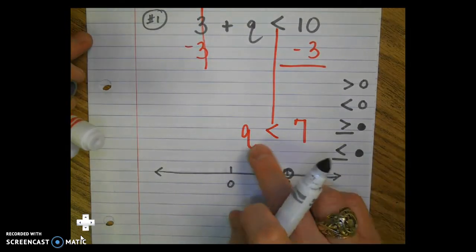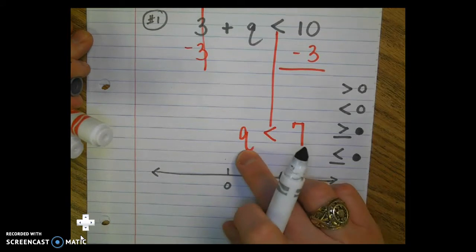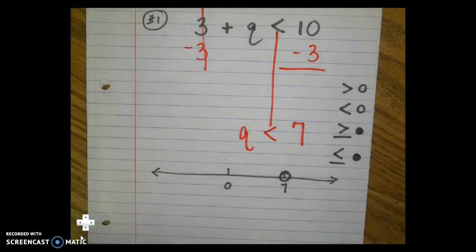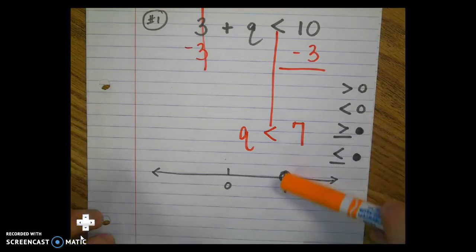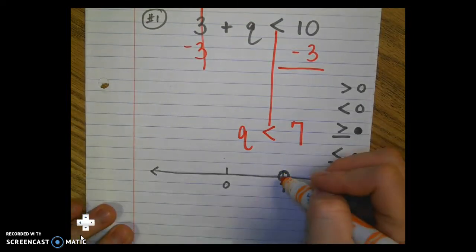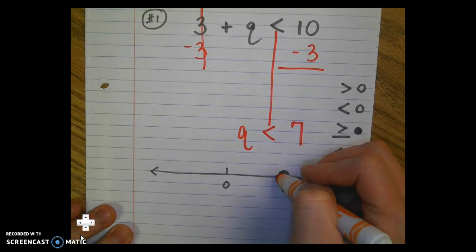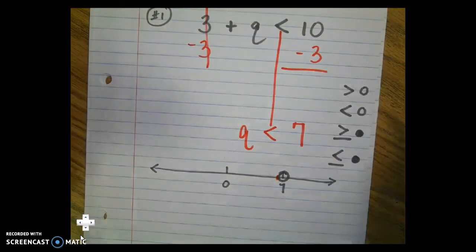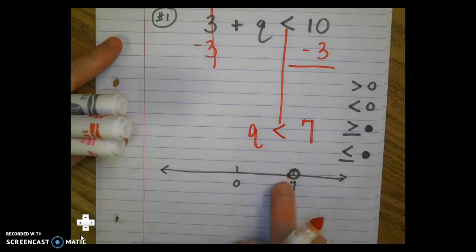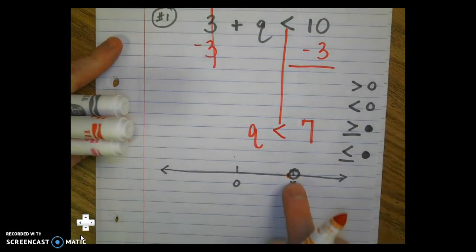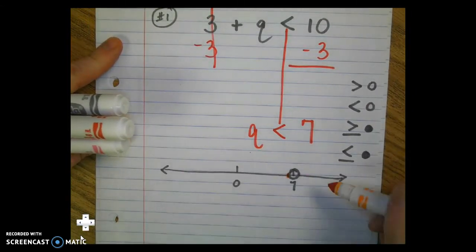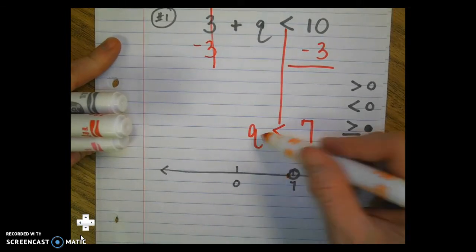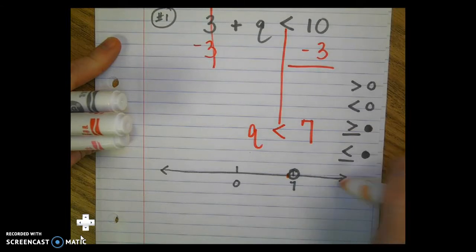Remember, Q has to be anything in the entire world as long as it's smaller than 7. Okay? So a 7 will not work. But check it out. If it's a 6.999999, will that work? Absolutely. So what you do on your number line is you color the side that could be Q. So if I pick something over here that's bigger than 7, like a 10, is 10 less than 7? No. So that side doesn't work.